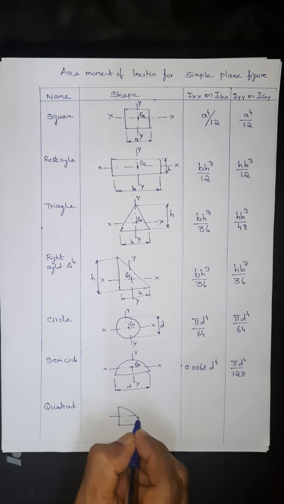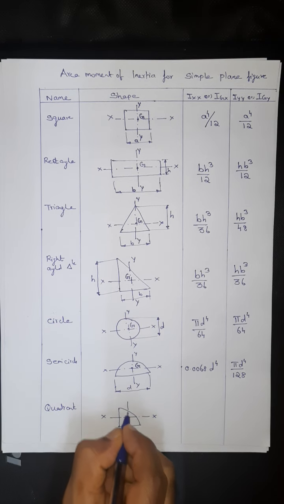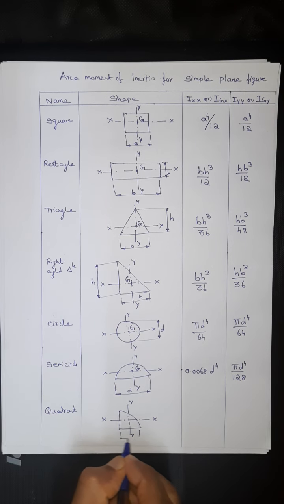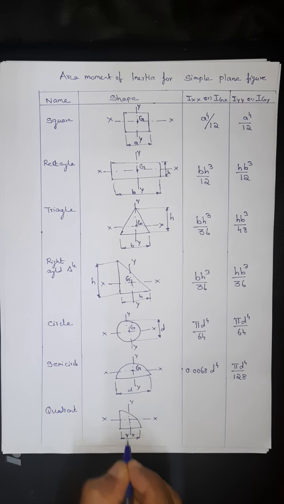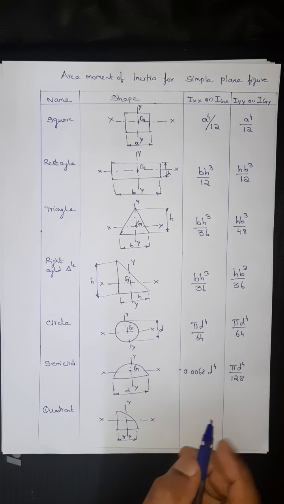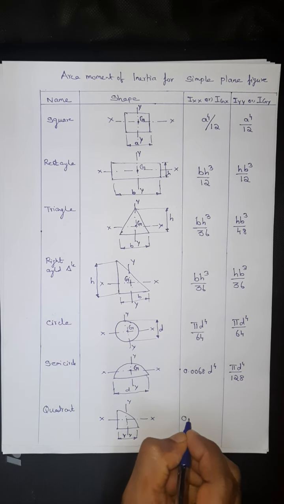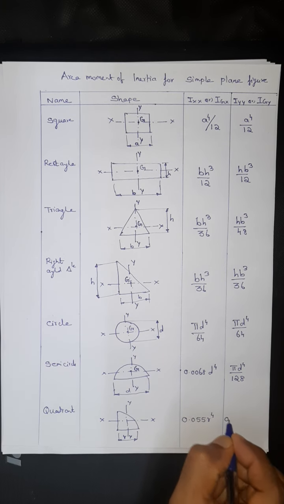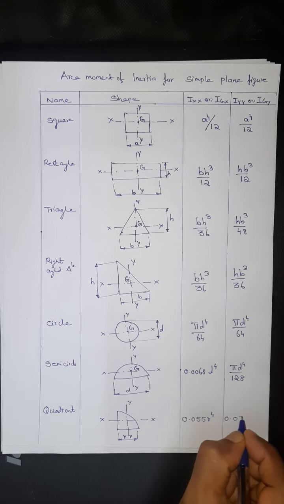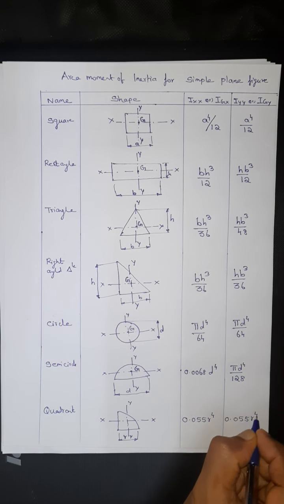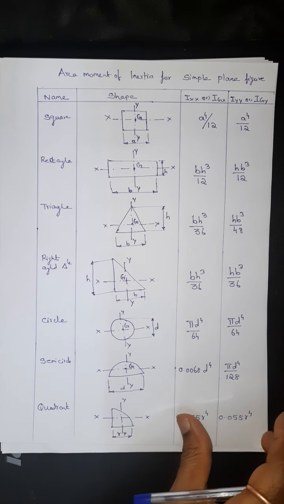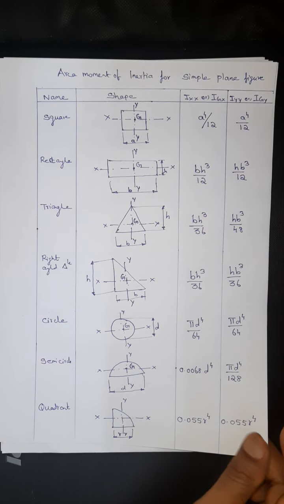So along this axis as x x and the vertical axis as y, and this would be the radius. Okay, and the formula along the x x can be denoted as 0.055 r power 4, and along the y axis as 0.055 r power 4. So the 7 plane figures formulas you have to remember in order to solve the problems. So this is for the simple plane figures.